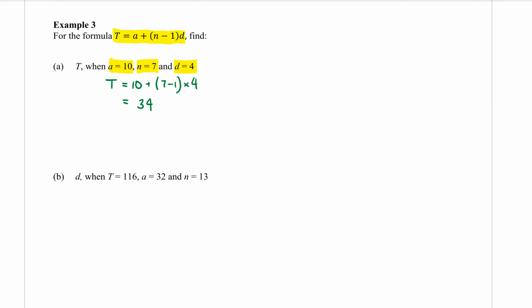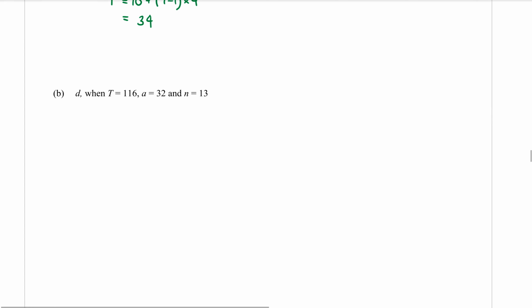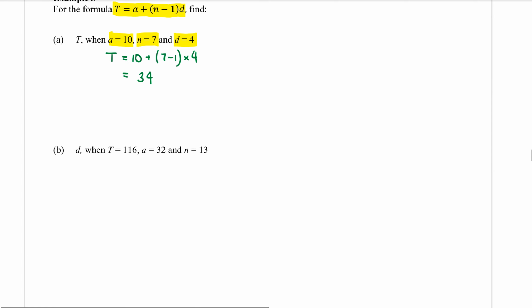All right. Part B, same formula. This time I know that T is 116, A is 32, and N is 13, and I'm trying to find the D. So big T is 116 equals A is 32 plus bracket N minus 1. My N is 13, so 13 take away 1. And D, I don't know, so we just leave that in there as D. We're trying to find that out.